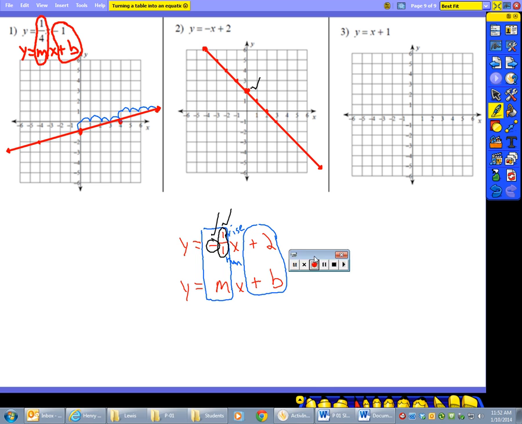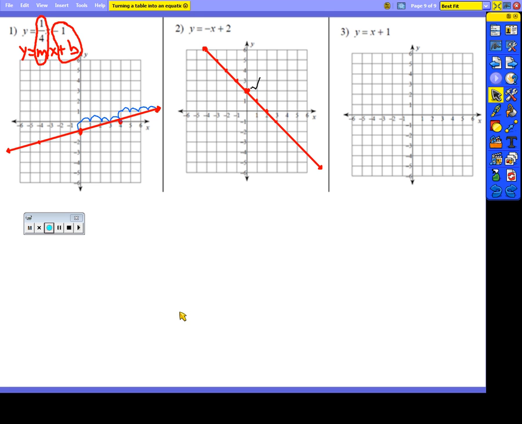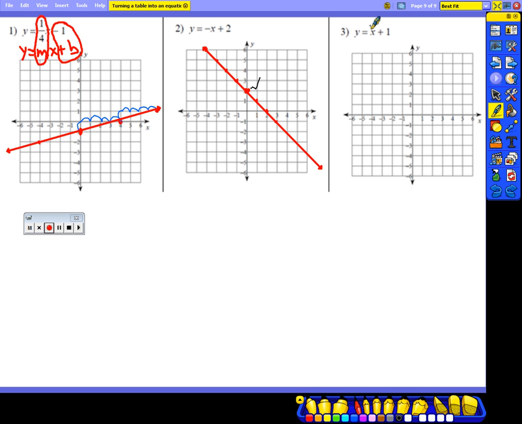Alright, last one, number 3, and then I'll do some others. So we've got y equals x plus 1. You remember we said that if there's not a number in front of that x, there's really a hidden coefficient of 1 over 1. Okay? My y-intercept is positive 1 because y equals mx plus b. So I'm going to put a point at positive 1. My slope is positive 1 over 1.